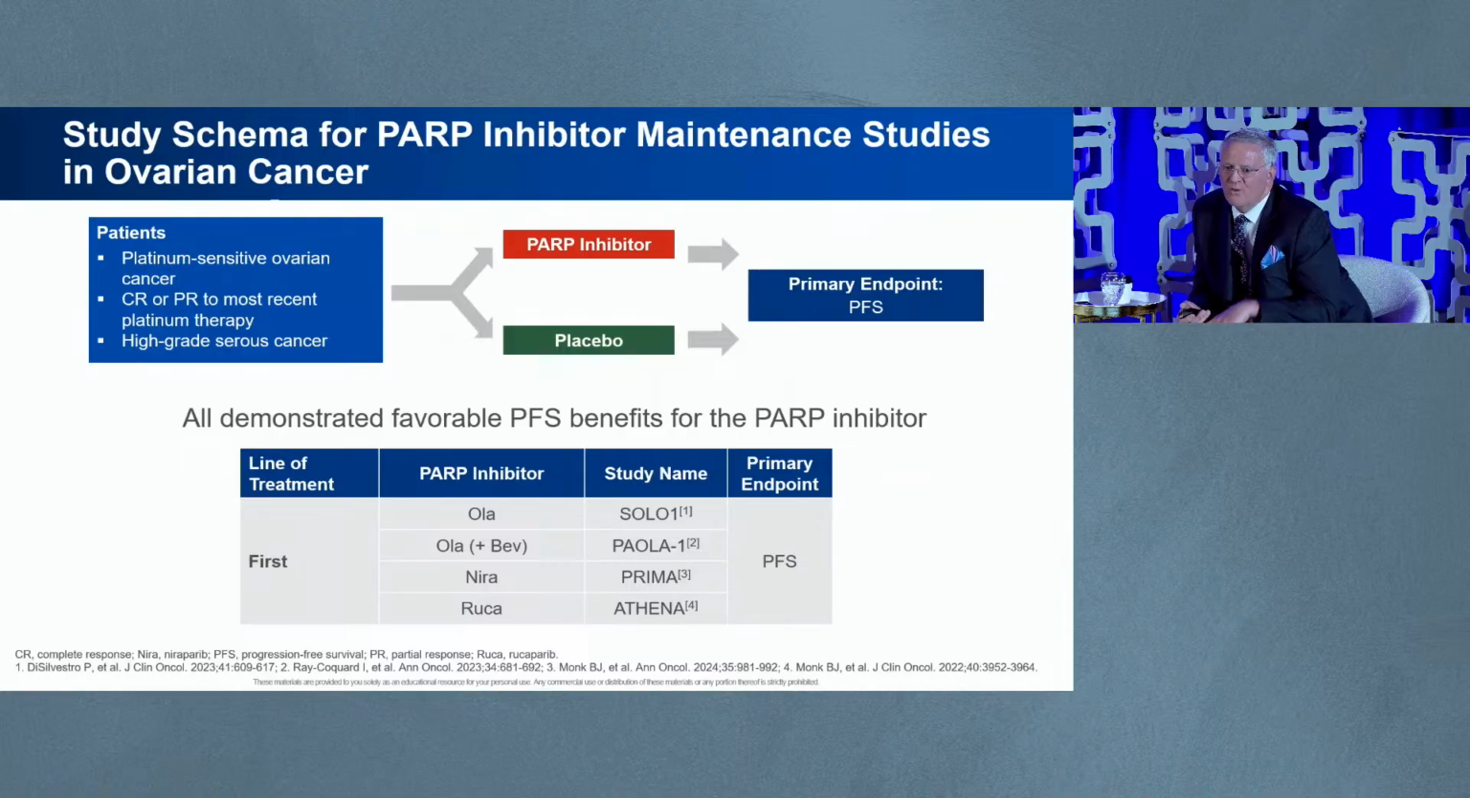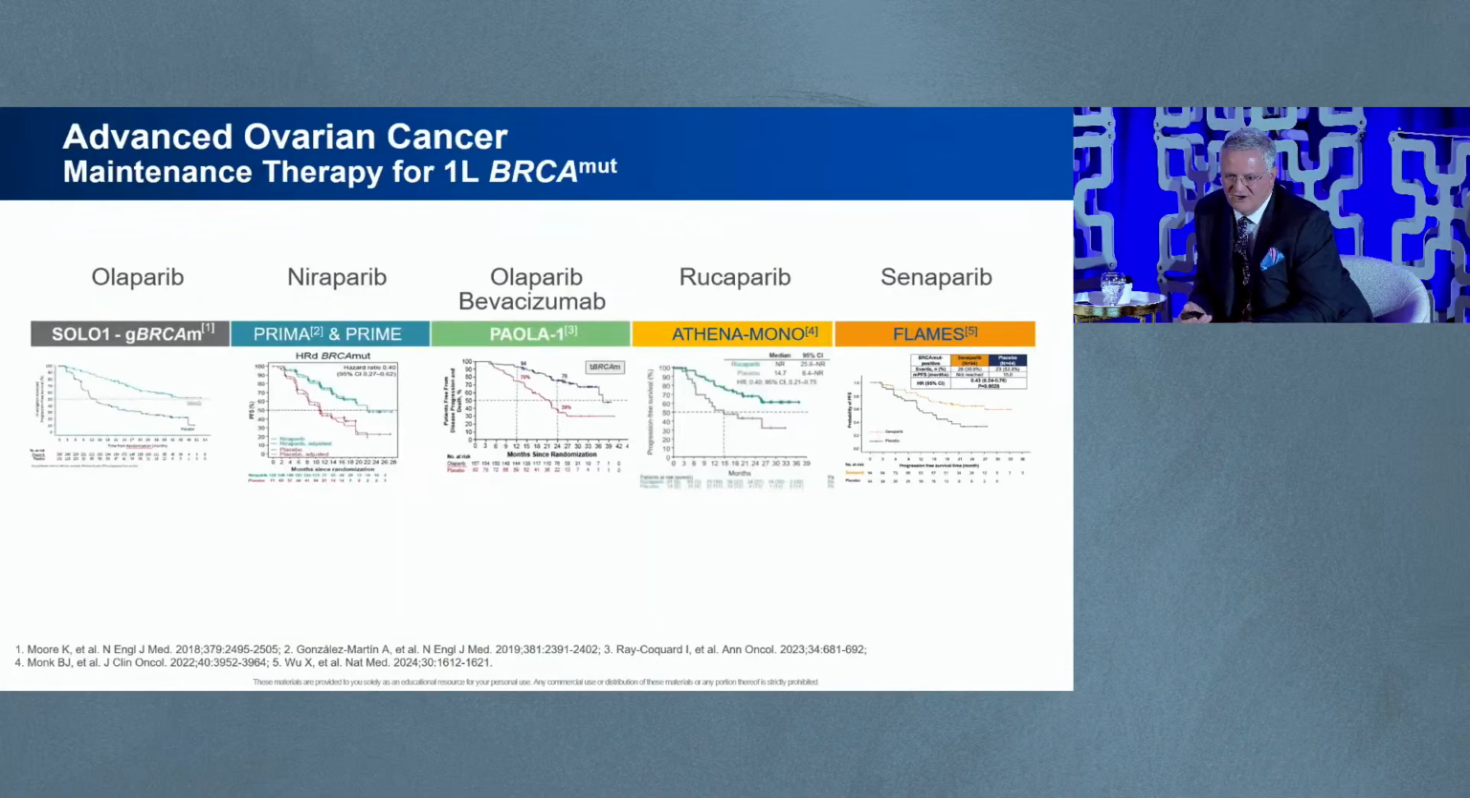So the way we think about this for US studies, first line, SOLO1, PAOLA-1 with bevacizumab as well as olaparib, PRIMA for niraparib, and ATHENA for rucaparib. This is the design of the study, placebo-controlled PARP inhibitor trial with primary endpoint progression-free survival. And generating options like we're doing in endometrial cancer, really the goal.